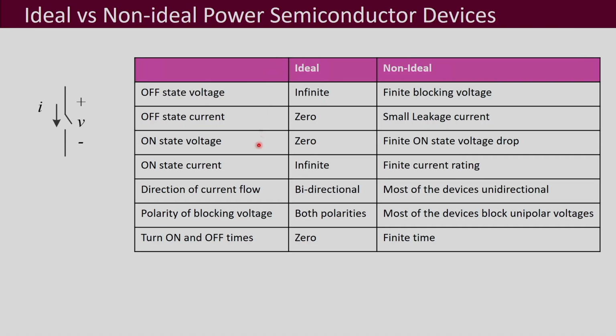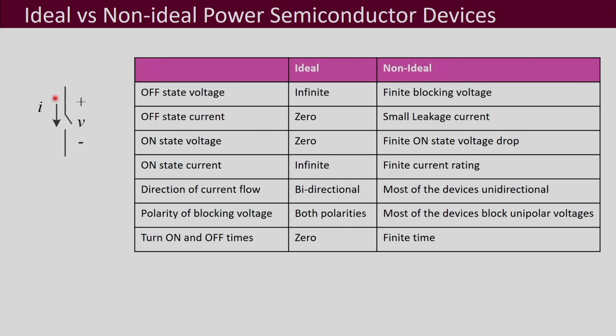Before going into the devices, let us also look into the differences between ideal versus non-ideal power semiconductor devices. So this is a table which actually is noting down the differences between ideal devices and non-ideal devices. Previously, when we did the analysis of power electronic converters, we assumed all devices to be ideal, but we know that practically they are not ideal.